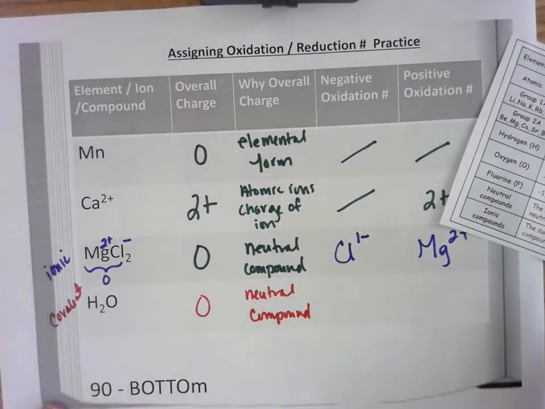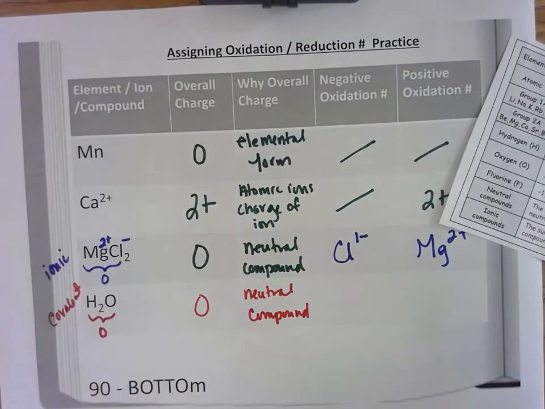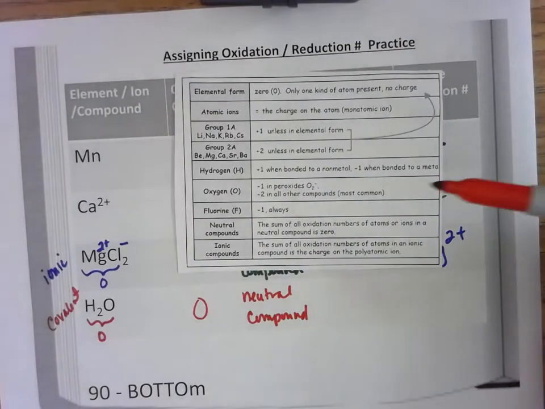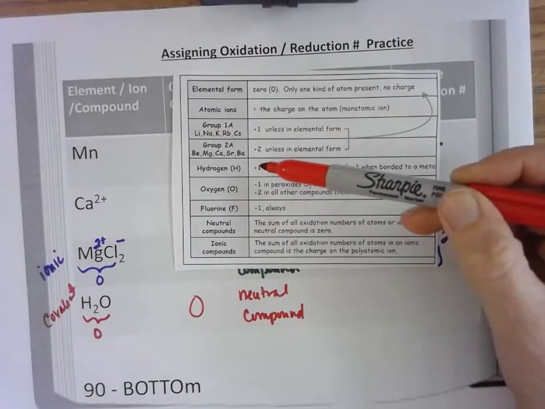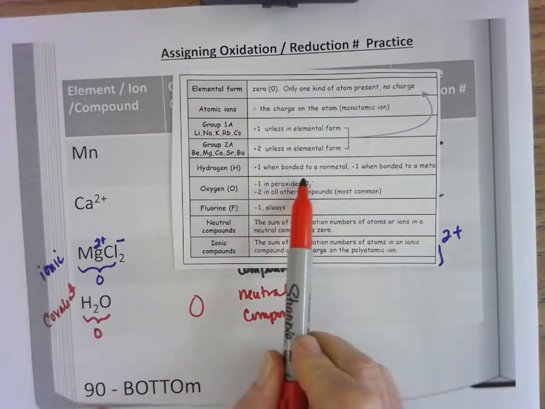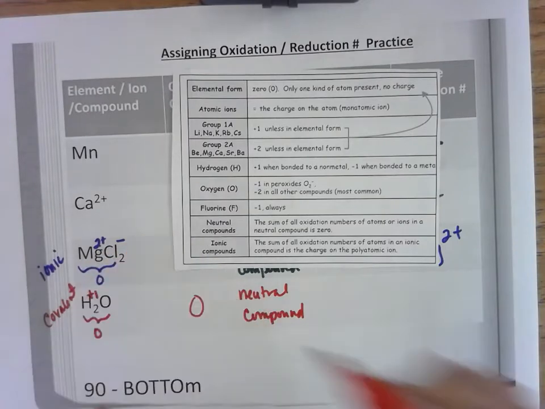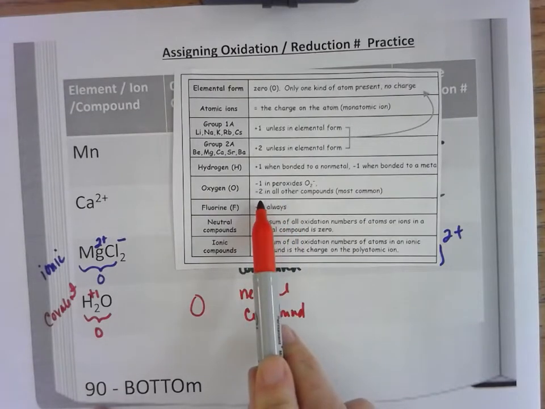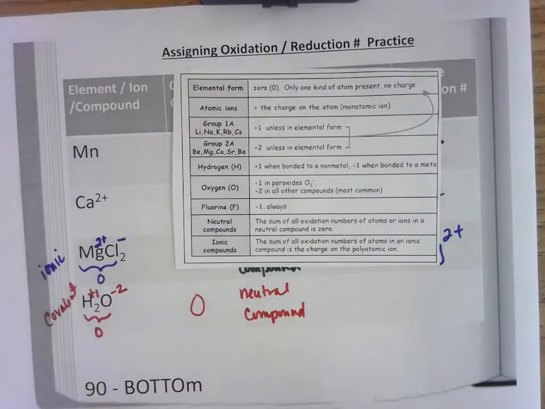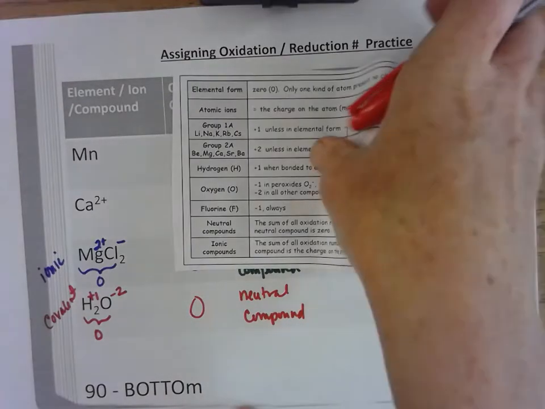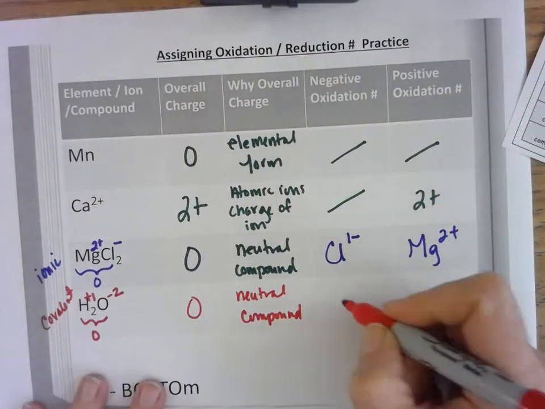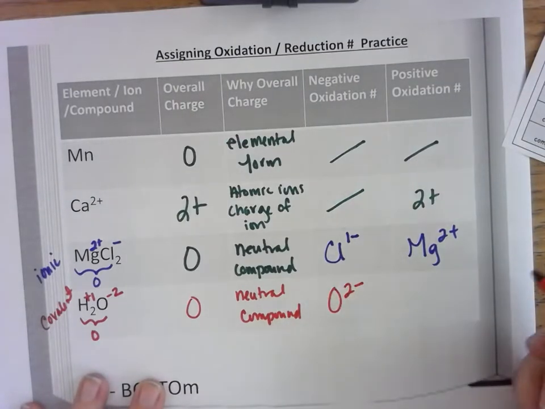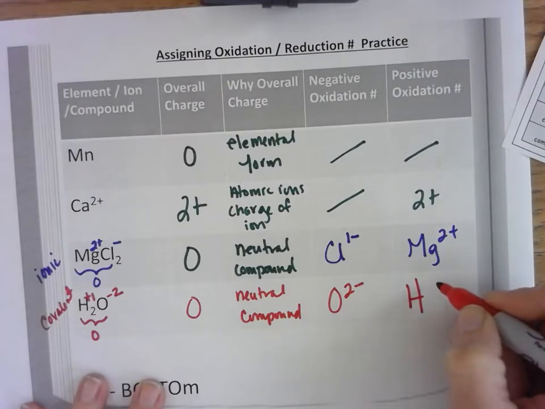Now let's take a look. The overall charge on this has to be 0. Hydrogen, when bonded to a nonmetal, has a positive 1 charge. See here, hydrogen +1 when bonded to a nonmetal. Oxygen is a nonmetal, so that means hydrogen has a +1 charge. This oxygen is not a polyatomic peroxide, so it's going to have a -2 charge. Now this makes sense because I have 2 hydrogens, right? So that means I have a total quantity of +2 to 2 negatives, so the overall charge is 0. My negative oxidation number is on the oxygen, and it's a 2- oxidation number, and hydrogen has an oxidation number of +1.